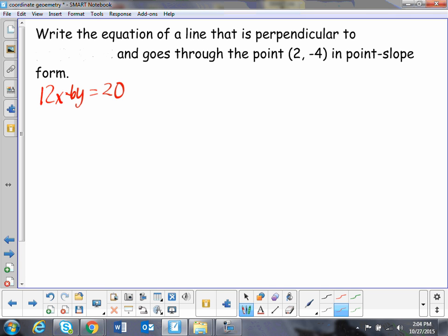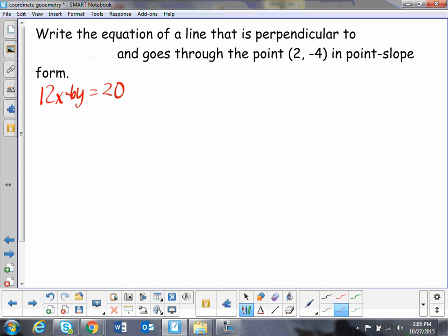So, let's see. Good. Emma. So, what is different about this one compared to the last two we just did? What format?